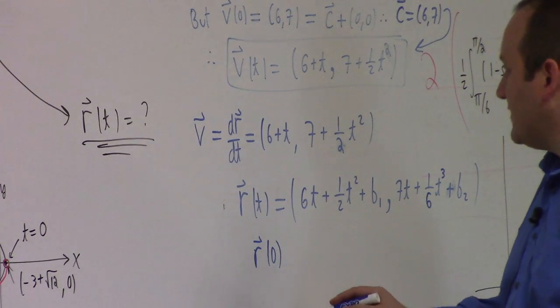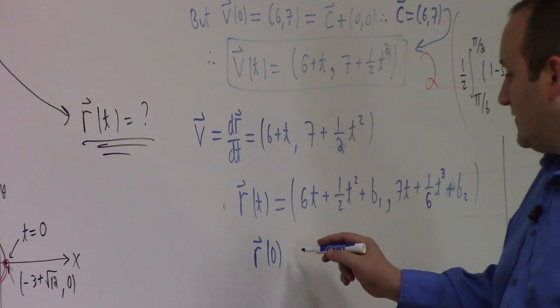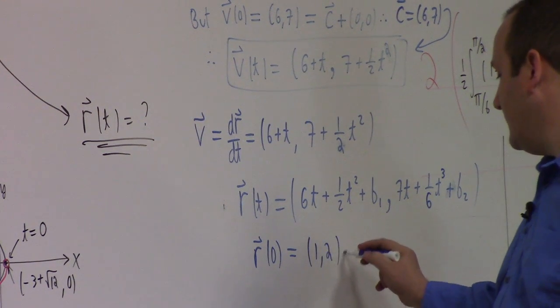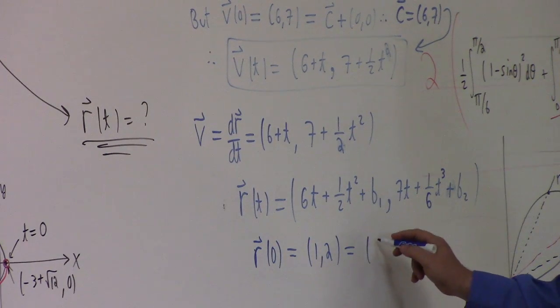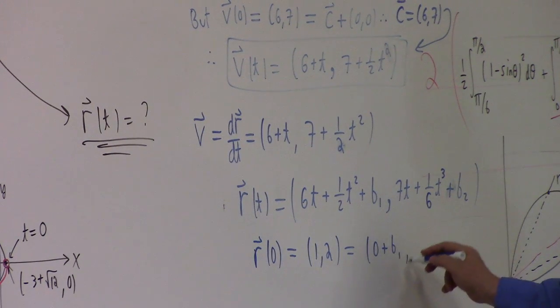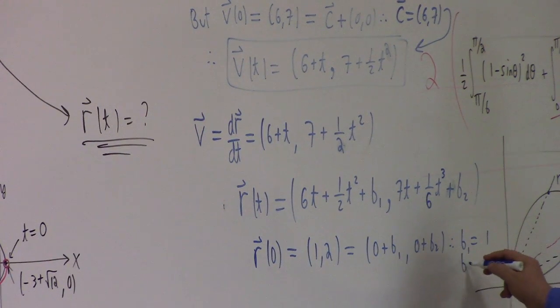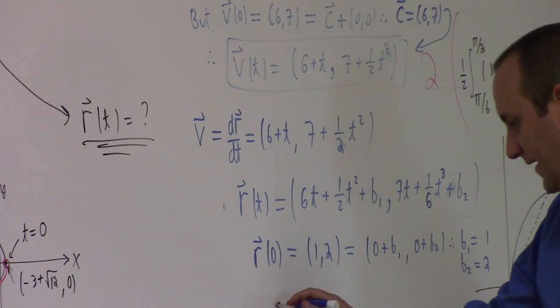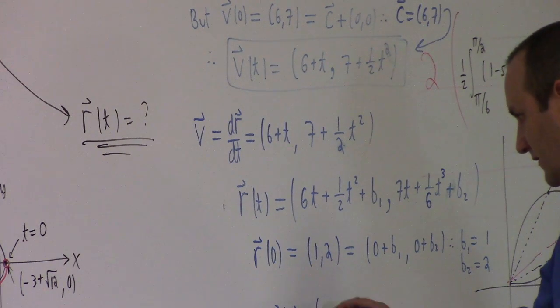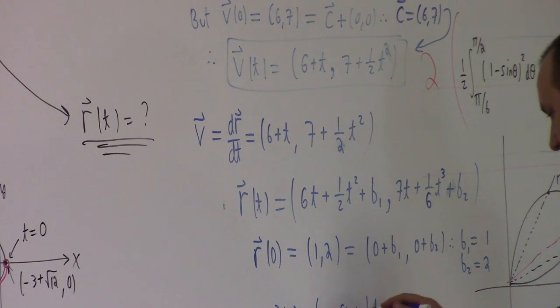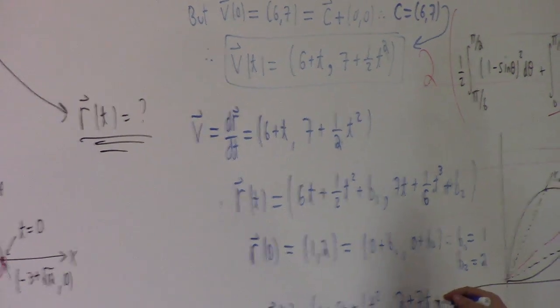R of 0, I mean, I like to confuse the students, so if I can, I'll work on that here. R of 0 is, what is it? Well, on the one hand, it's given to be (1, 2), right? But on the other hand, it's also equal to (0 + b1, 0 + b2), so to speak. In other words, b1 is equal to 1 and b2 is equal to 2. And therefore, the path that we're looking for is exactly (1 + 6t + 1/2 t squared, 2 + 7t + 1/6 t cubed).